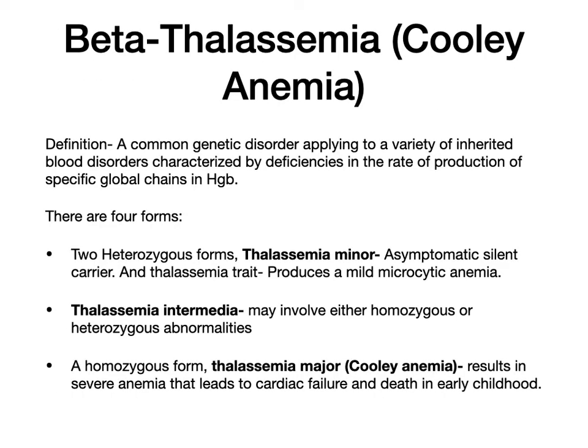Beta thalassemia. Beta thalassemia is a common genetic disorder applying to a variety of inherited blood disorders characterized by deficiencies in the rate of production of specific globin chains in hemoglobin. There are four forms. Two are heterozygous forms. Thalassemia minor is asymptomatic and silent, and thalassemia trait produces a mild microcytic anemia. Thalassemia intermedia involves either homozygous or heterozygous abnormalities, and the homozygous form, thalassemia major, results in severe anemia that leads to cardiac failure and death in early childhood.